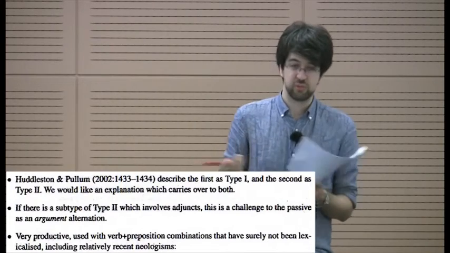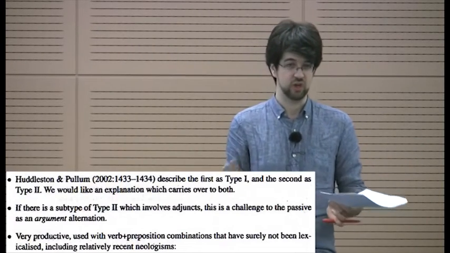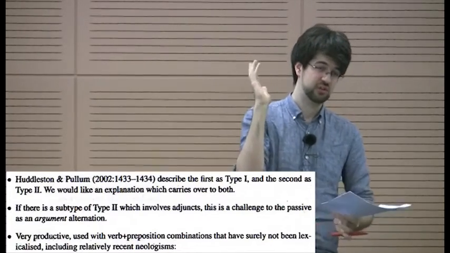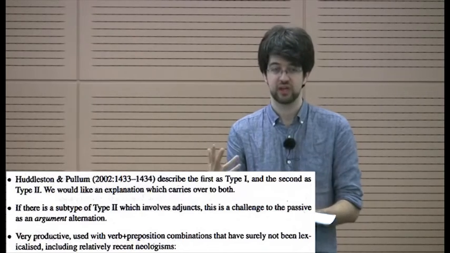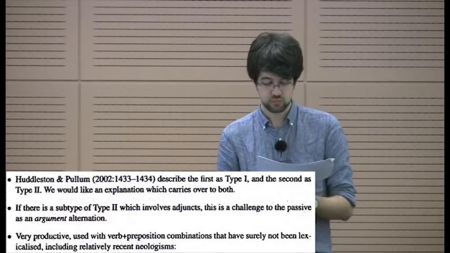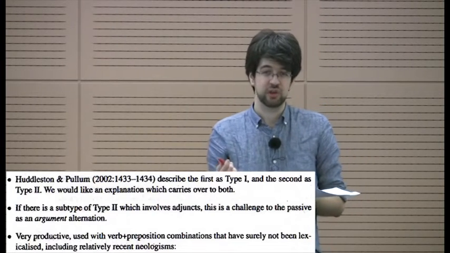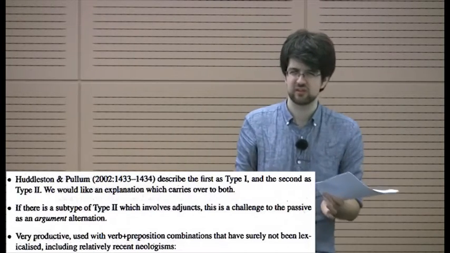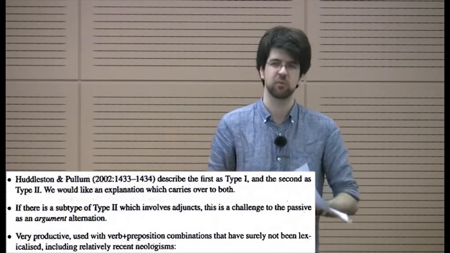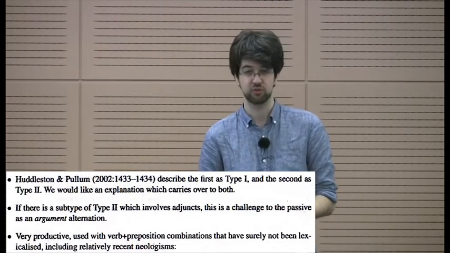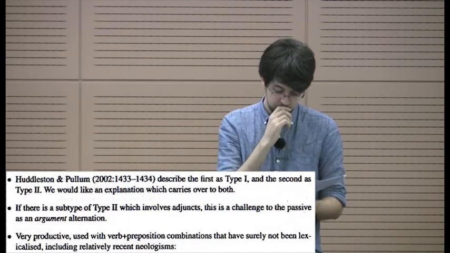So Huddleston and Pullum in the Cambridge Grammar of the English Language divide up the prepositional passive between these two kinds, basically between the ones where the preposition is selected, so type one, and those where it's contentful, it has some kind of meaning, so type two. And if there is this kind of subtype that deals with adjuncts rather than arguments, then we might start to see where the pseudo is coming in, right? Because this looks problematic. If we think of the passive as an argument alternation, it shouldn't be involving adjuncts.